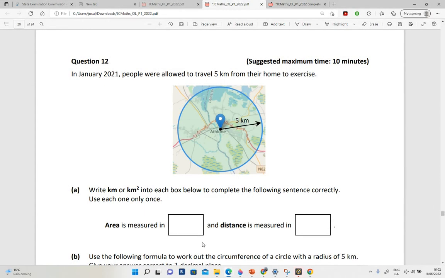Okay, so question 12. In January 2021, people were allowed to travel 5 kilometers from their home to exercise. So this is the COVID situation. There you can see a map of Athlone, and anywhere around that area you were allowed to travel to exercise. So first part A, write kilometers or kilometers squared into each of the boxes below. This is just making sure you understand your units.